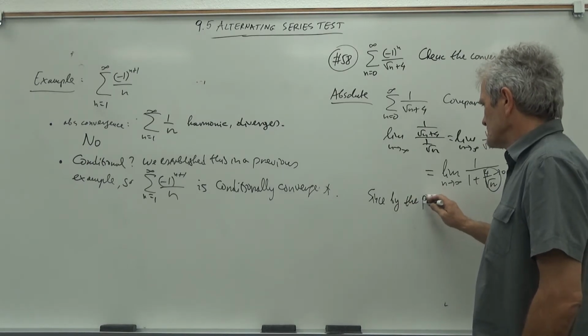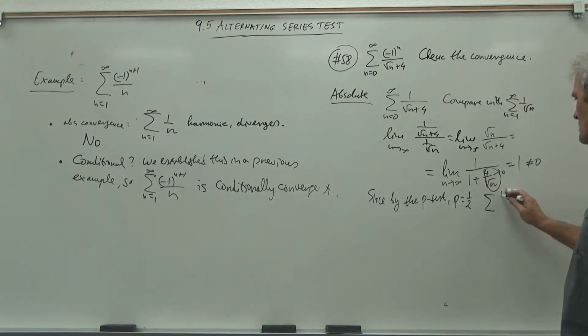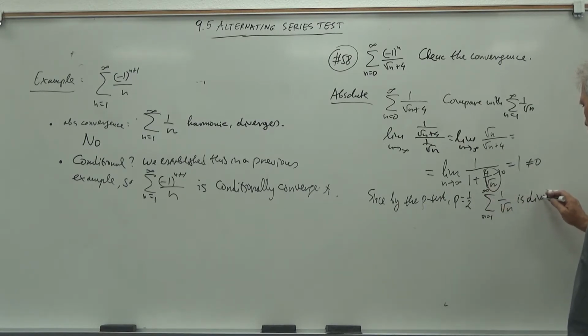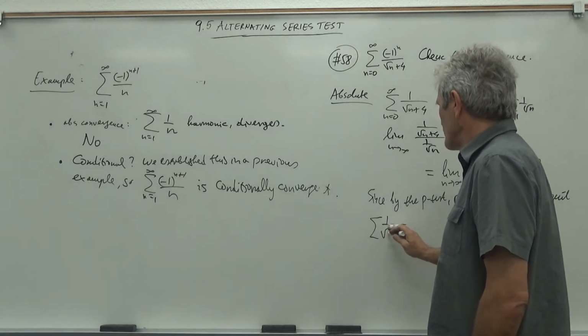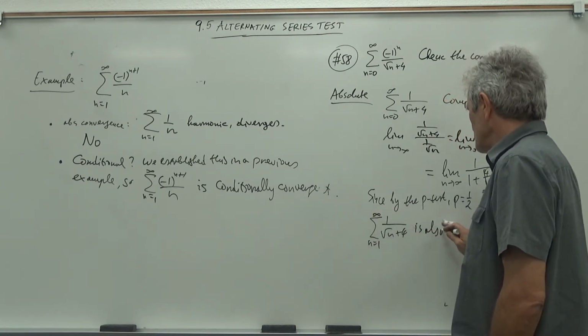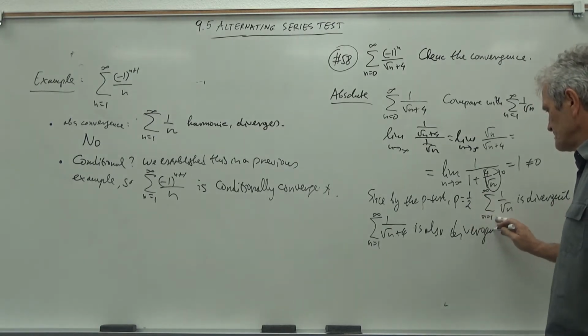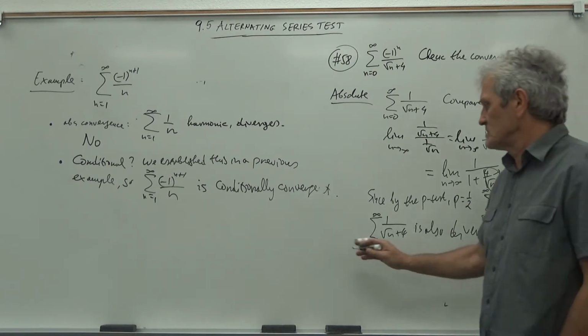By the p-test, p equals 1/2, the sum of 1 over root n is divergent. The sum of 1 over root n plus 4 is also divergent. So that would mean that our series is not absolutely convergent. It doesn't have super convergence. Does it have that weak convergence? Let's see. What about conditional?